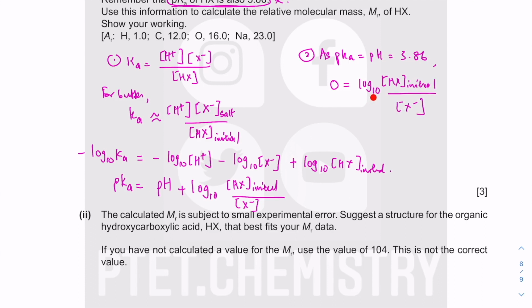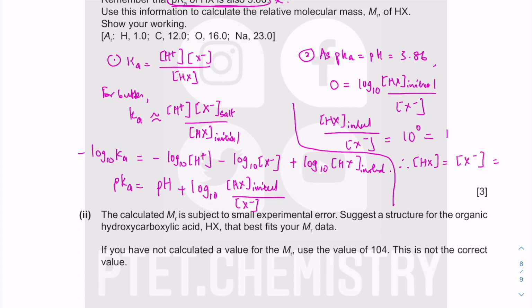So when you have that, you can move the 10 to the other side, and you will have [HX]initial over [X-] is equal to 10 to the 0. Anything to the power of 0 is just equal to 1. And then therefore you want to work out, actually, what do you need? You need the concentration of the acid is equal to the [X-], and that is the initial, right? And that's just 0.100.